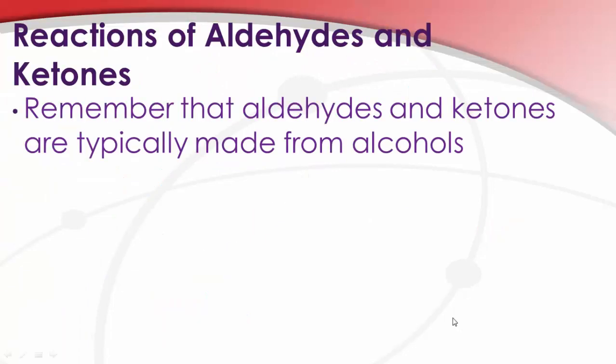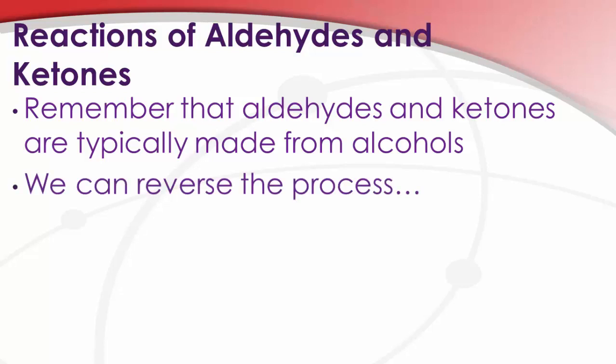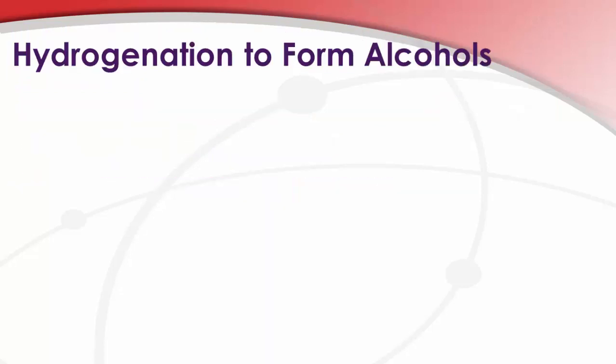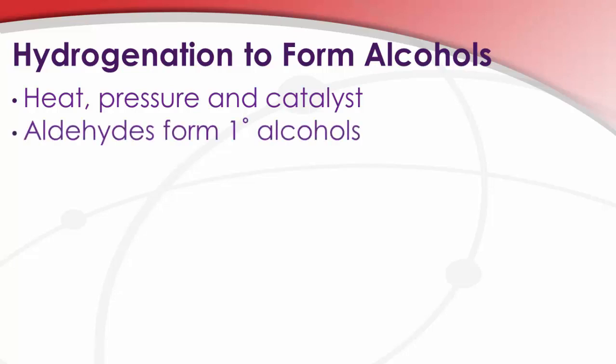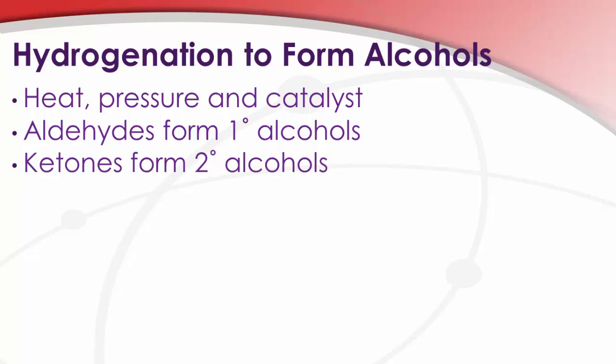Okay, aldehydes and ketones. We saw yesterday that we can make aldehydes and ketones from alcohols. We can also reverse this process. So, if we apply heat, pressure and a catalyst, we can form aldehydes from primary alcohols. We can also form ketones from secondary alcohols. So essentially all we're doing is we're adding hydrogen across this double bond.